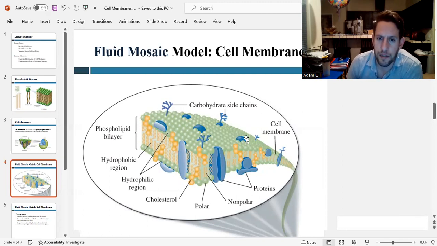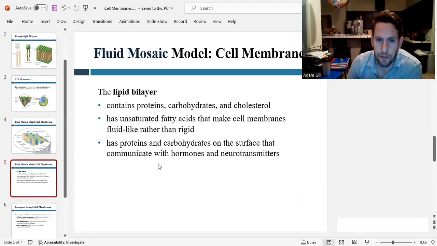And so there are other components, but that's about all we're going to talk about in this class. If you take a cell bio class, you'll look at all these details. So phospholipid bilayer, embedded cholesterol, embedded proteins, and some of those proteins have sugar or carbohydrate side chains. And we talked about all that.